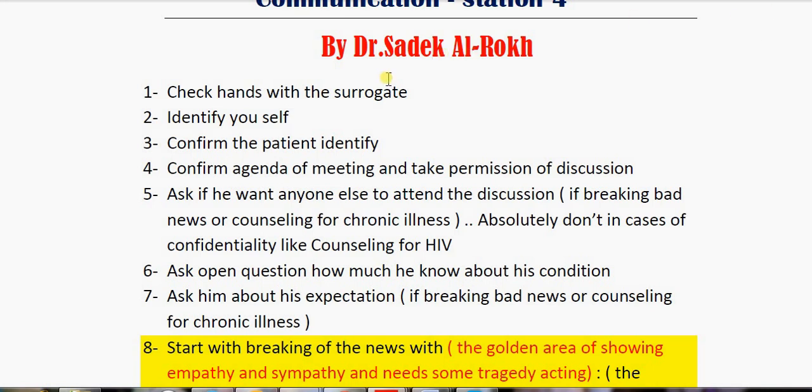Okay, now this is our skeleton or scheme, which is fixed for all the cases, but the inclusion will be different from one case to the other. First of all, when the station starts, go inside. You will see the surrogate sitting down. Smile to the surrogate. Shake hands.